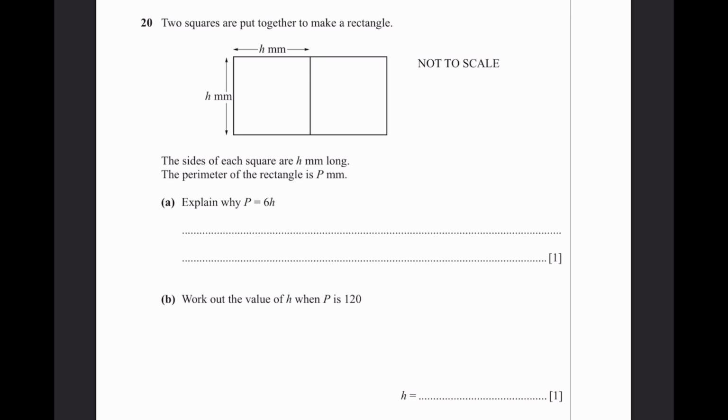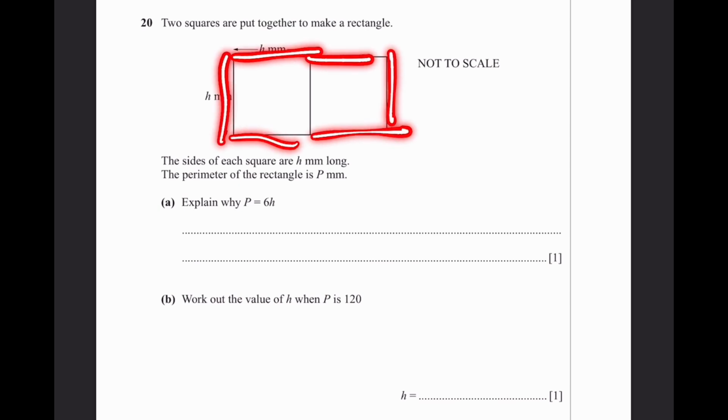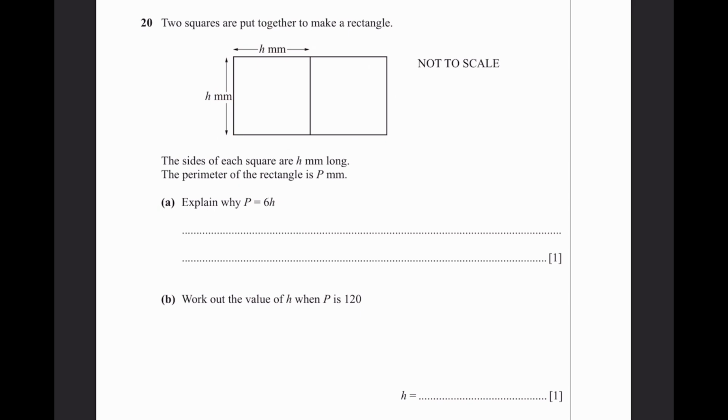Question 20. 2 squares are put together to make a rectangle. The sides of each square are h millimeters long. The perimeter is p millimeters. Explain why p is equal to 6h. If you can see here, 1, 2, 3, 4, 5, 6 sides of the squares are actually having the length of h millimeters because they are actually squares.